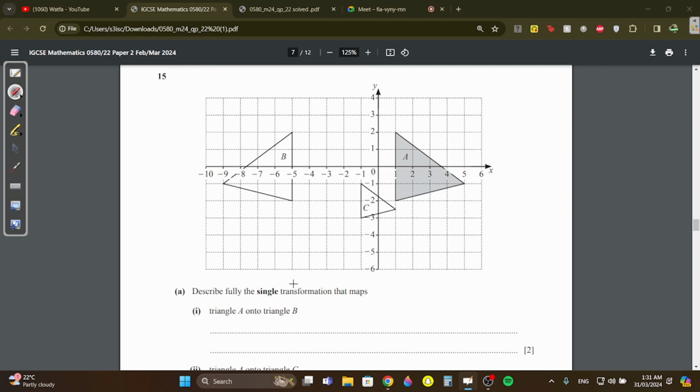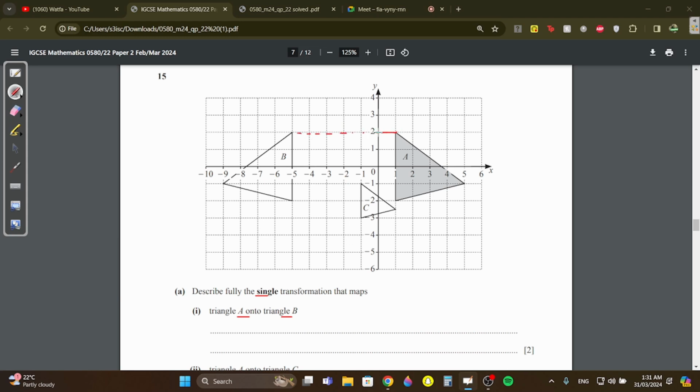For question 15, describe fully the single transformation that maps part I, triangle A, onto B. So this is your triangle A, which is the shaded one, and B is the one over here. And obviously, it looks like a reflection. And you're reflecting it obviously about a vertical line. We don't know where that vertical line is, so I have a method that I like to use. You can count the squares and then just divide by 2.